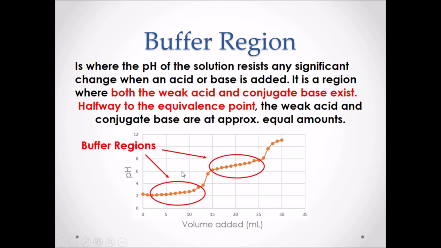If we look at our pH curve below, we have two buffer regions, and they are the regions right before the equivalence points, where the solution resists any drastic pH changes. Just to point out, at the very end of the curve, this is no longer a buffer region, and that is because there is no longer any of the weak acid remaining. It is only its conjugate base.